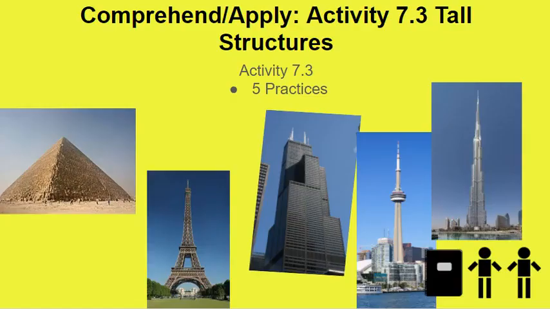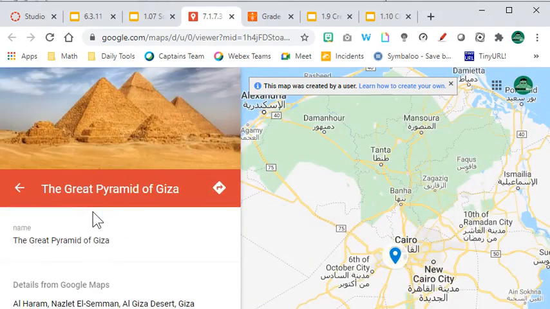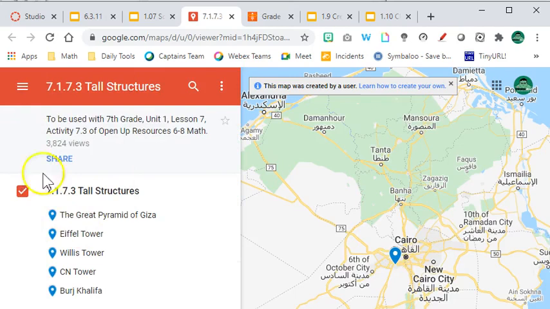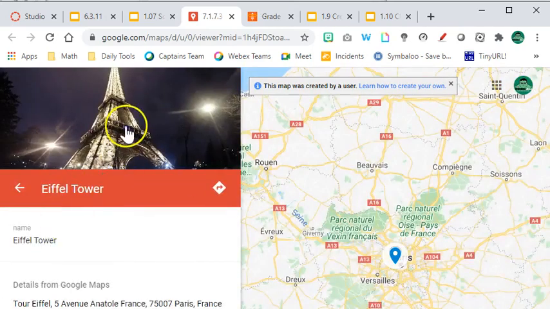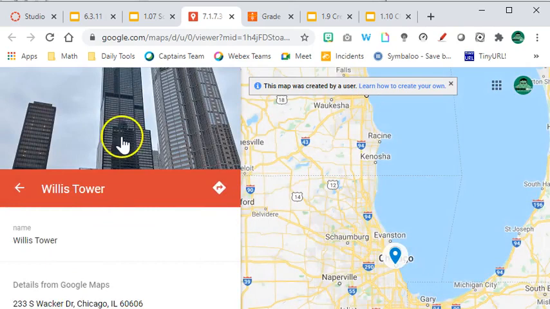All right, let's look at some really tall structures around the world. So we have a listing of some of these giant places. The Great Pyramid of Giza. We can see how it scales compared to those that are around it. Eiffel Tower comparatively. Willis Tower in Chicago.